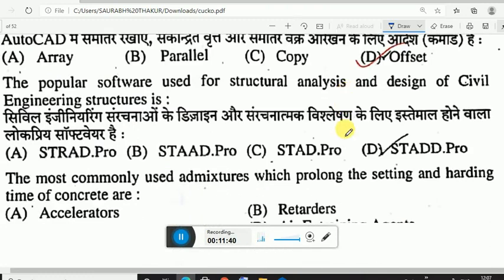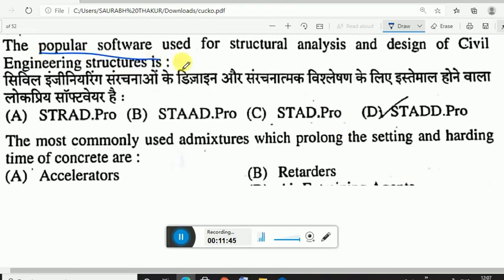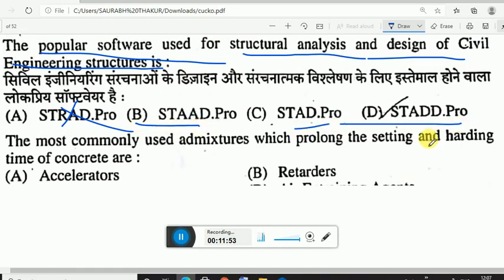In AutoCAD, the popular software used for structural analysis and design of civil engineering structure, STAAD.Pro. Now it will not be STAAD.Pro, look, this is also STAAD, this is also STAAD, this is also STAAD. What you have to do? You just have to choose the correct meaning of STAAD.